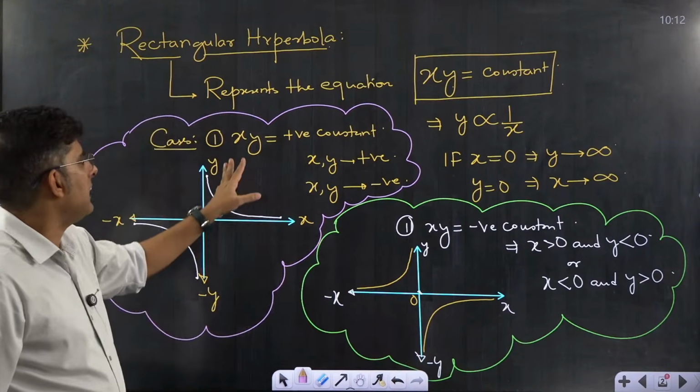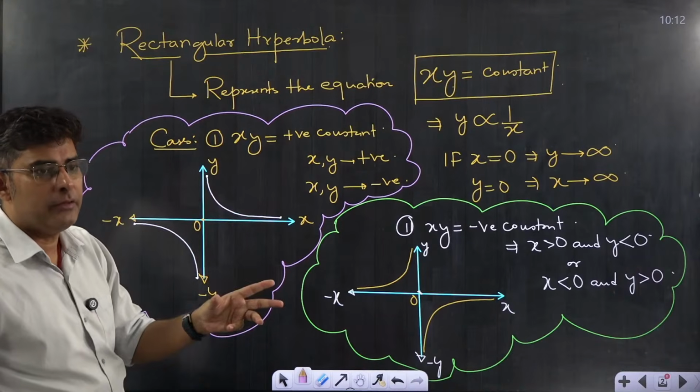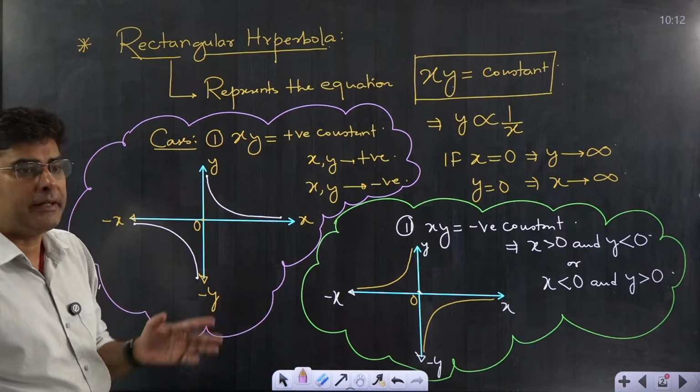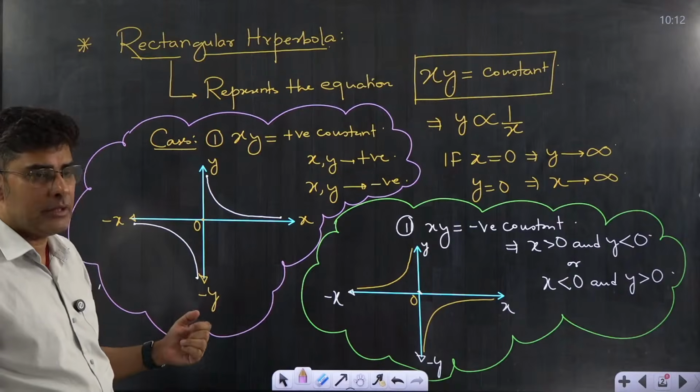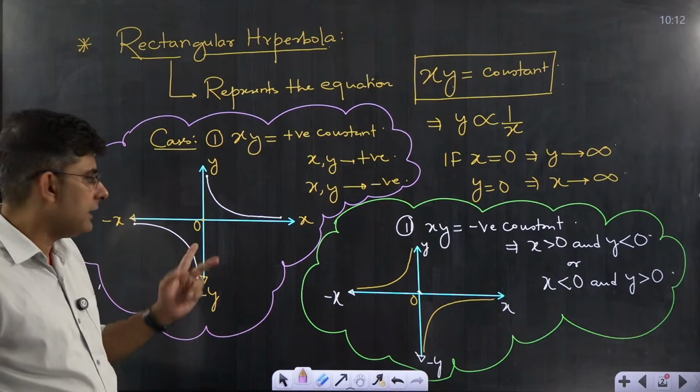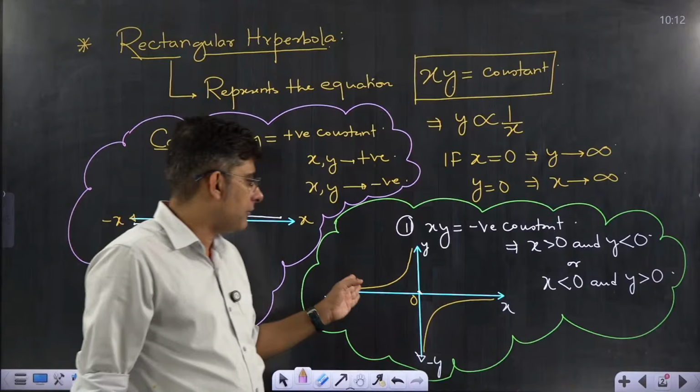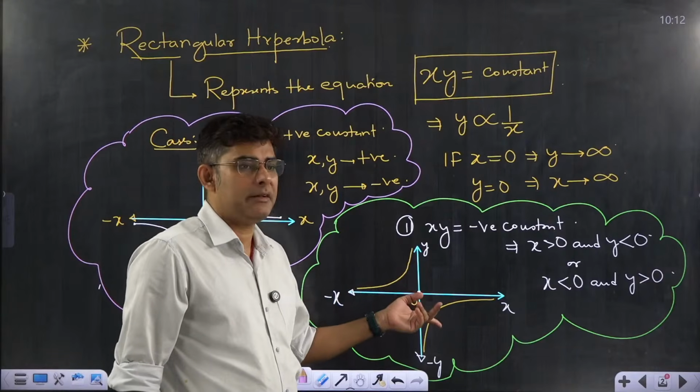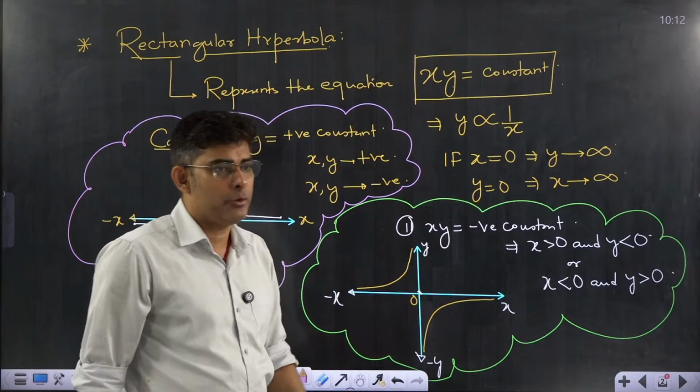So when I am saying that the product of two numbers is positive, in which quadrant is it possible? Either both are positive or both are negative. The product will be plus then. And if the product is negative, it means one variable is positive, the other is negative. So because of that, 2 and 4.